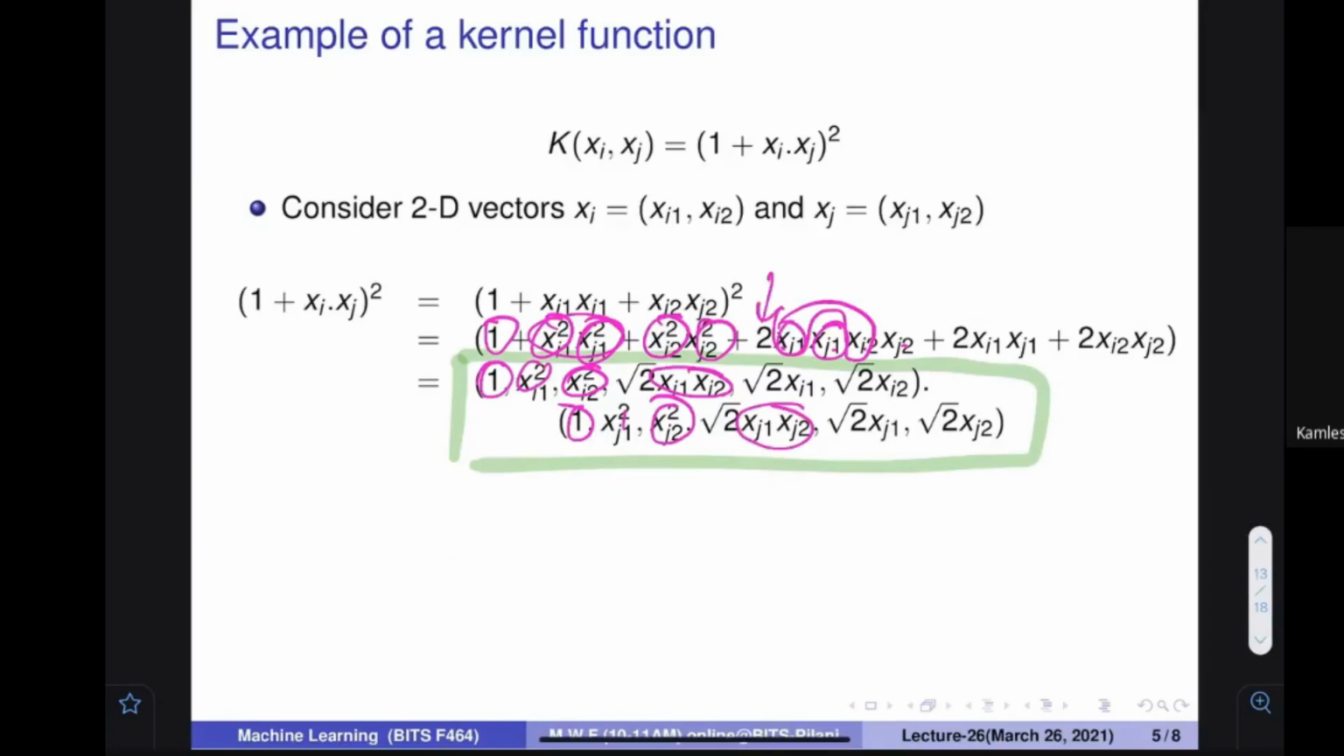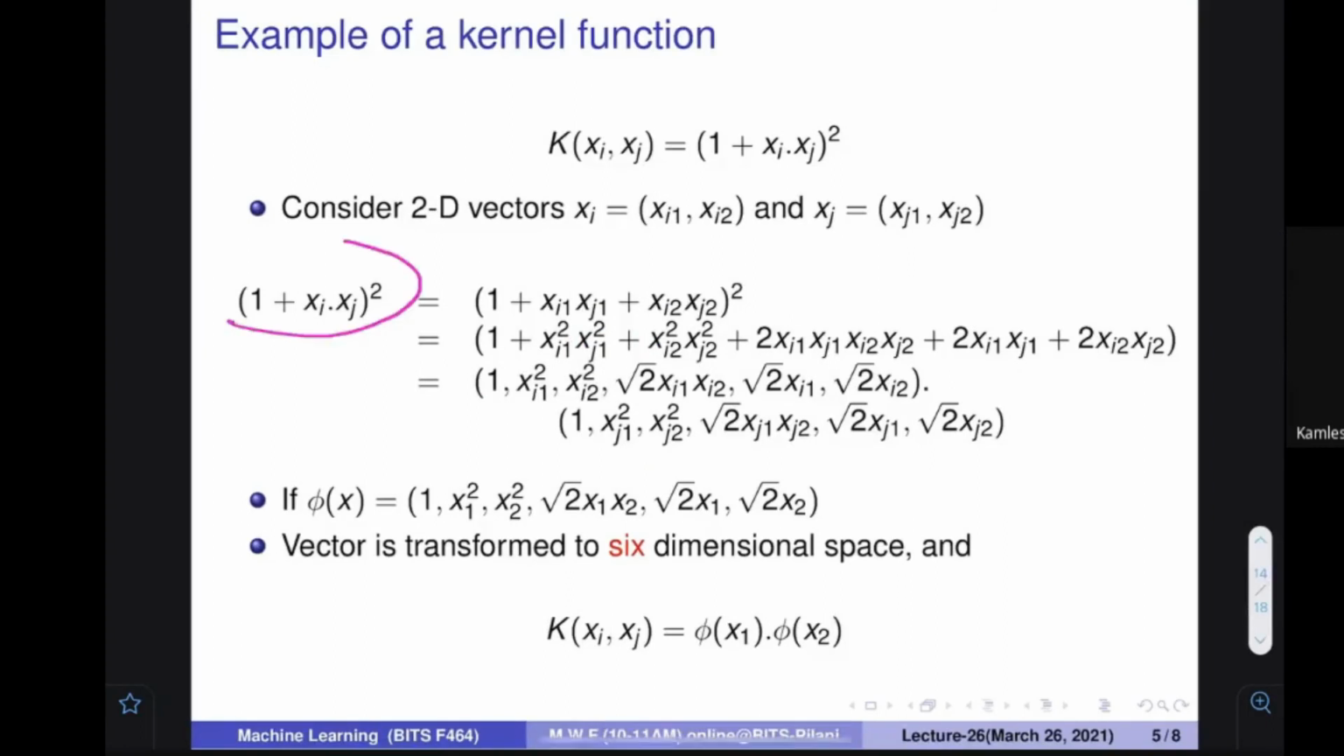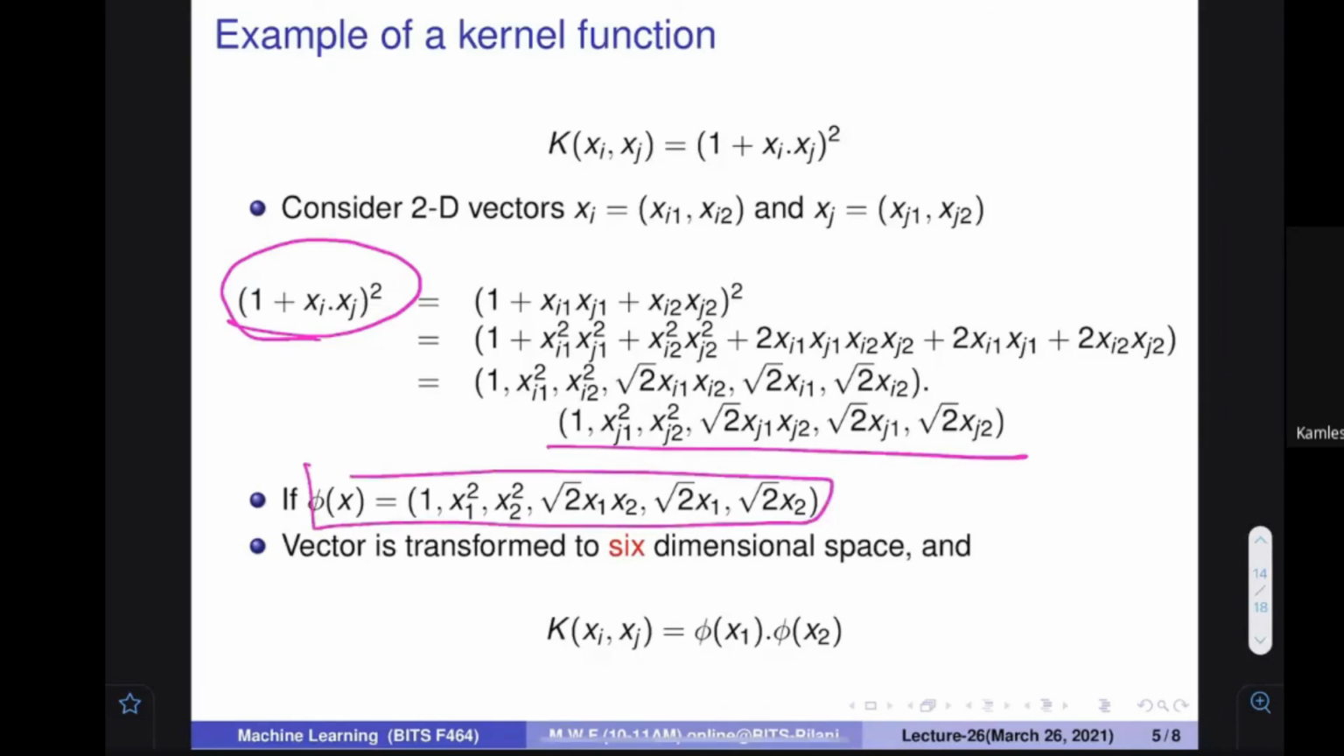I take under root 2. This is the i and j. So i is taken over here, j is taken over here, and I put under root 2. So if I find out the square of this particular quantity, this comes out to be this, where we can say that phi of x can be represented in this way.